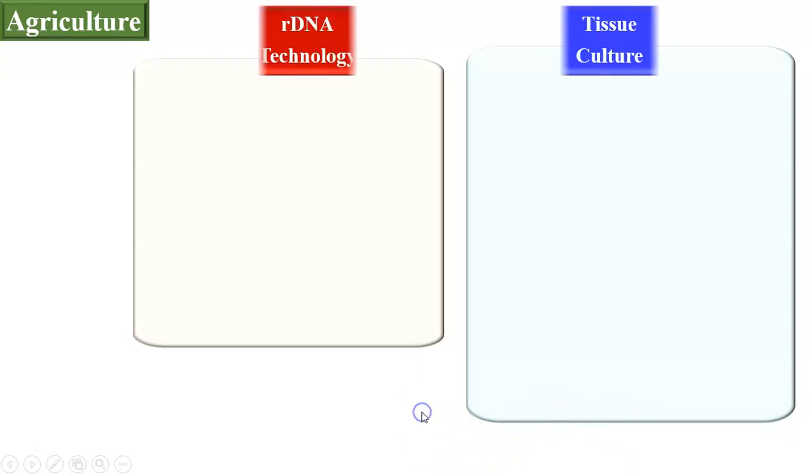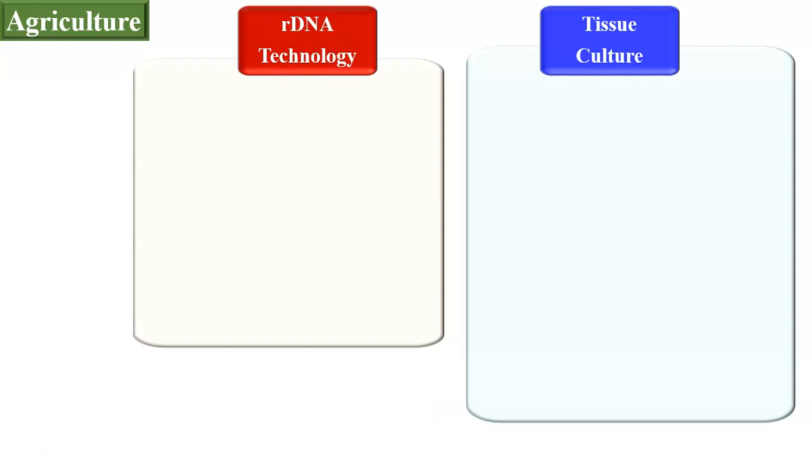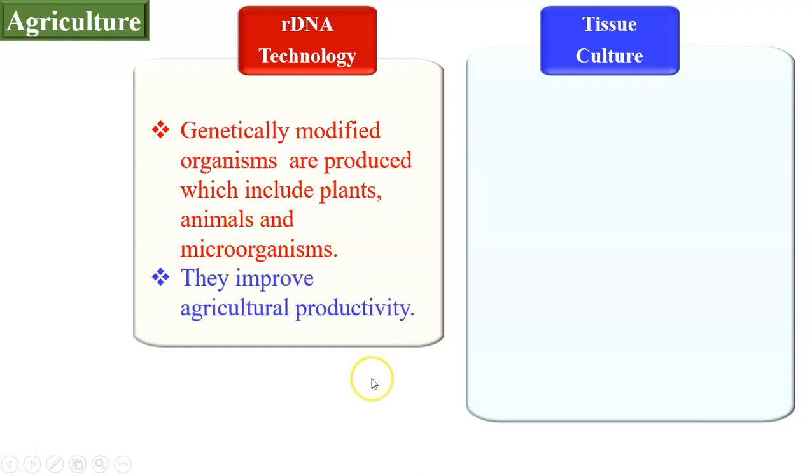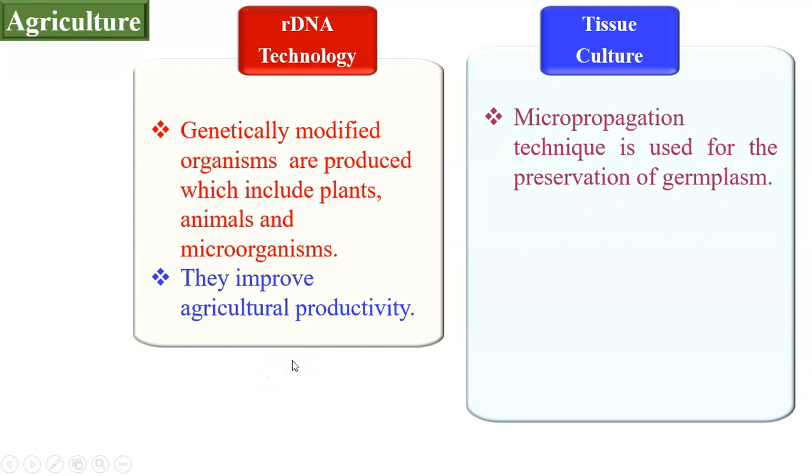Now we will talk about the next sector, that is agriculture. The most commonly used techniques of biotechnology in agriculture are recombinant DNA technology and tissue culture. The recombinant DNA technology gives rise to genetically modified organisms, which may be plant, animal, or microorganisms, and they in general improve agricultural productivity. The tissue culture includes one technique, micropropagation.